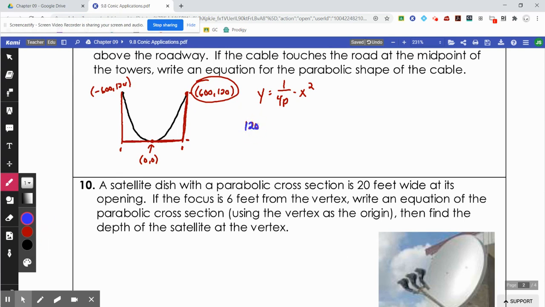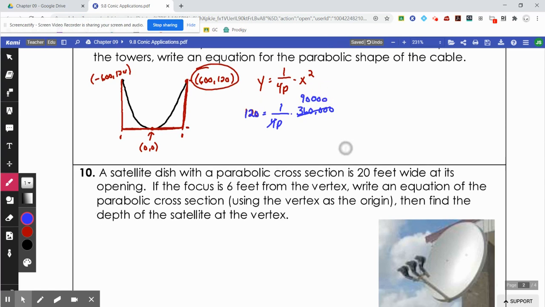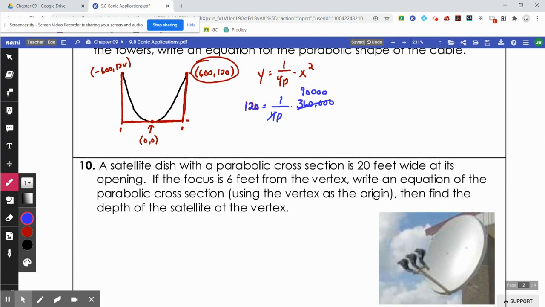When y is 120, we have 120 equals 1 over 4p times x, which is 600 squared, and that's going to give me 360,000 whenever I square that. I can reduce the 4 and 360,000. That gives me 90,000. So that gives me 120 is equal to 90,000 over p.